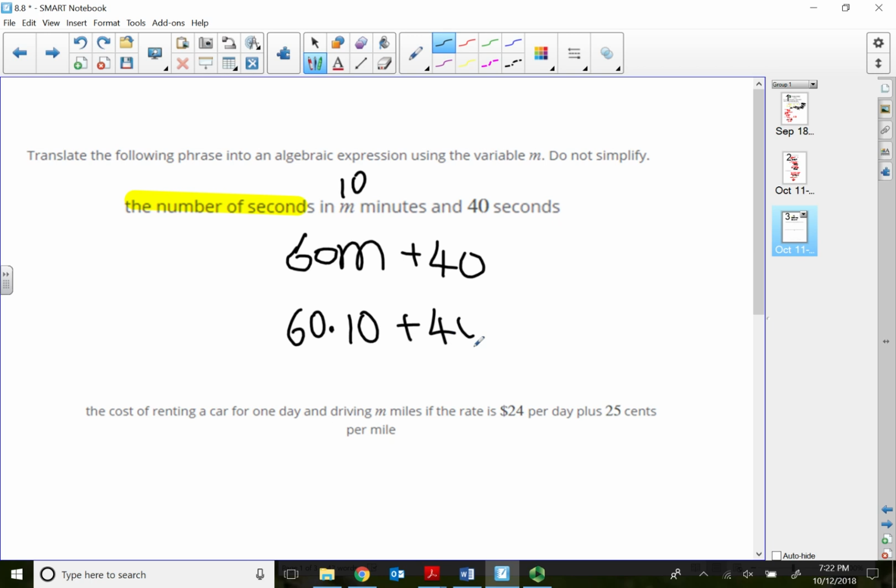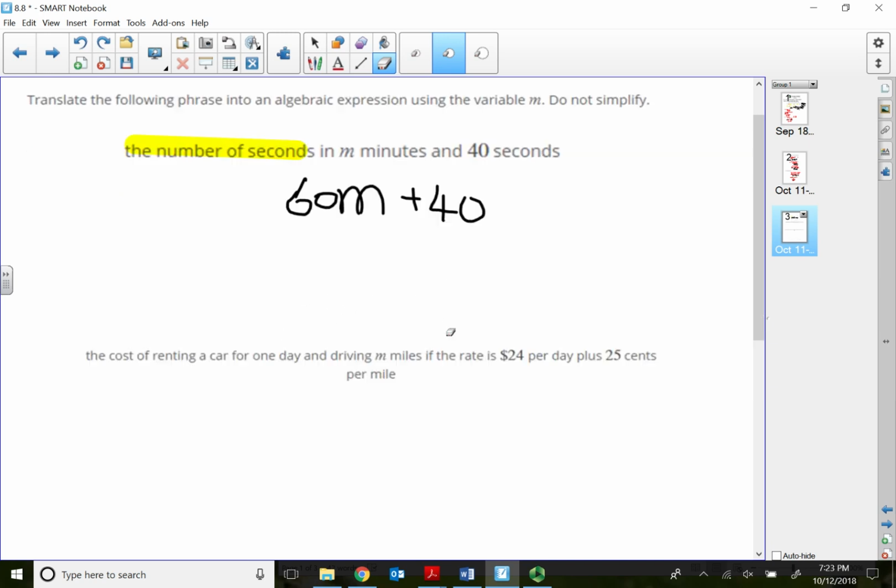So basically, I'm just replacing my 10 minutes with some sort of variable. So that means if I have so many minutes and 40 seconds, and I want my answer to represent seconds, then the first thing I do is turn my m minutes into seconds, which is times 60. Then we will plus the 40. Okay, so that's my answer.